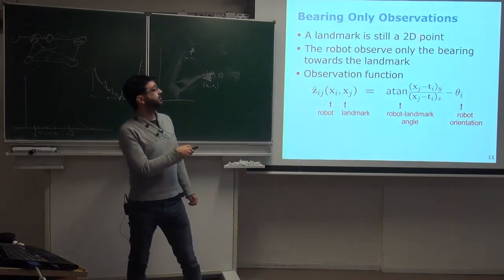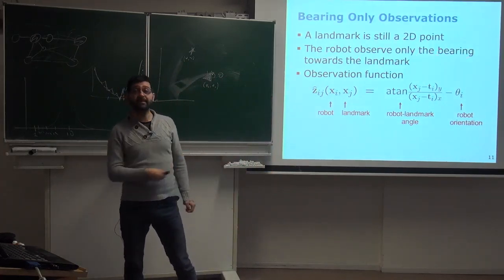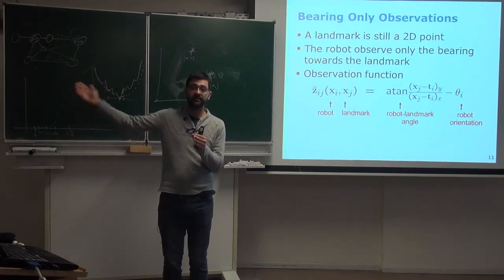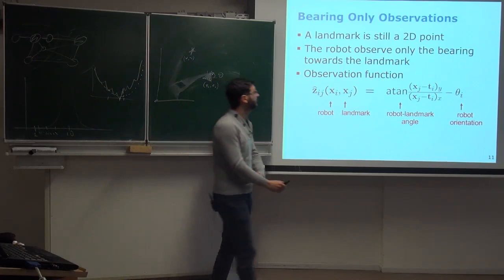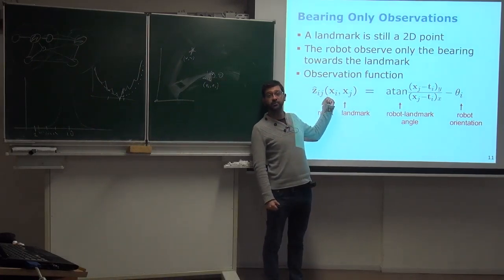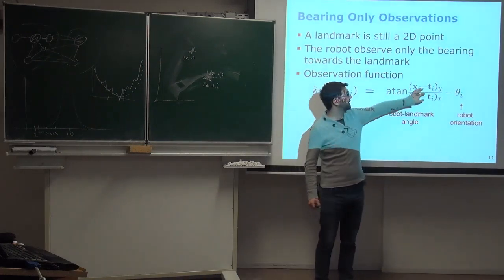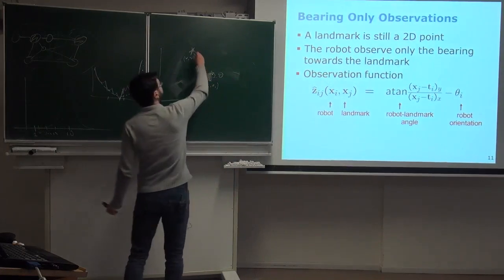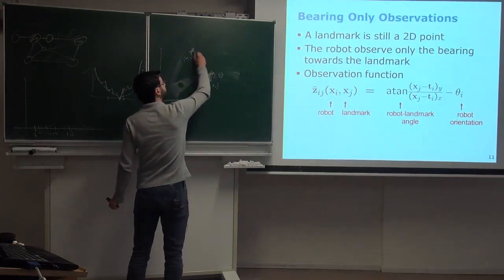So the robot basically observes the angle towards the landmark. It's staying here and says, I'm seeing something in that direction. And so we can project or predict the robot measurement by just taking the difference vector. So if you go back on here, it will be this vector here. Okay.